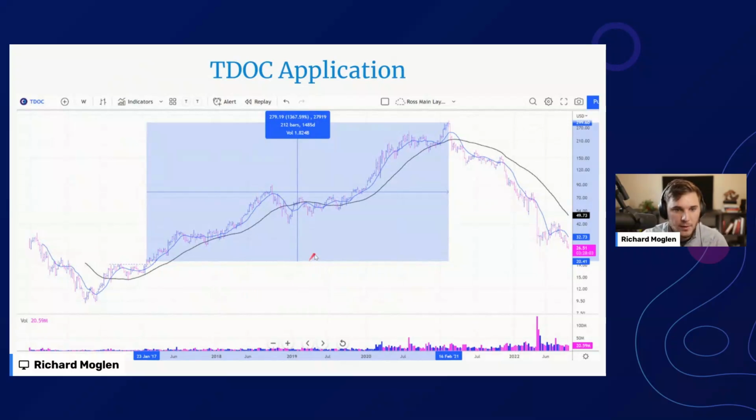This is a chart of Teladoc. I'm sure many of you are familiar with this name. We had a beautiful move over the past few years. This started from an IPO primary base, which I'll talk about later on. Beautiful move. You also had a buy point right here from a consolidation.